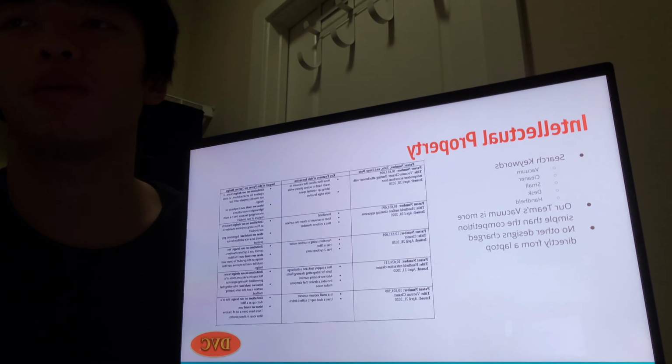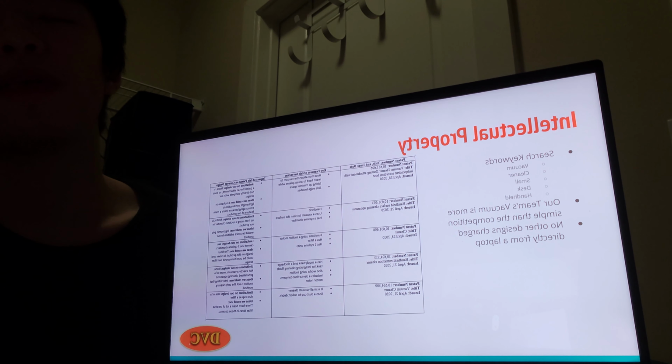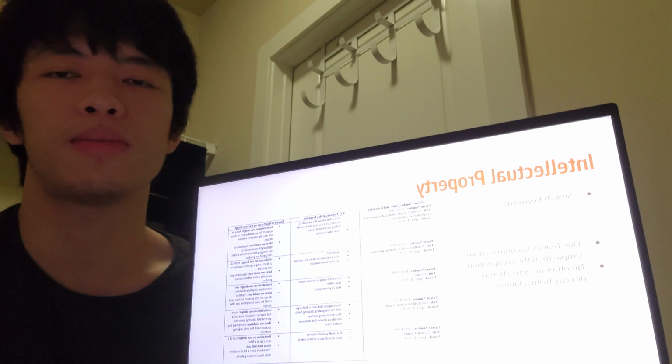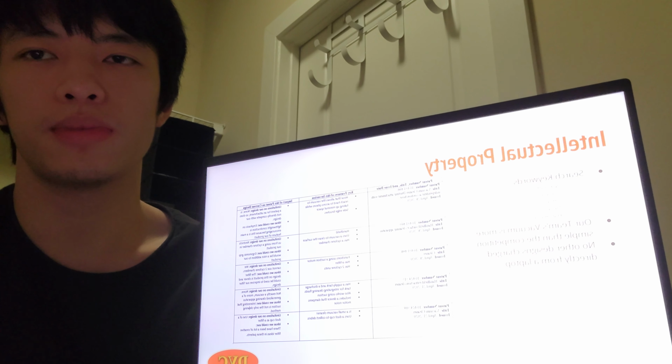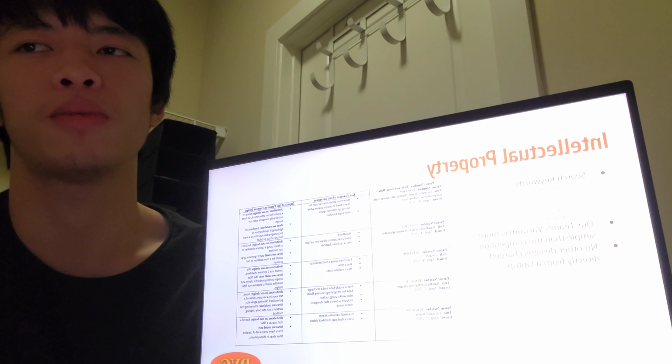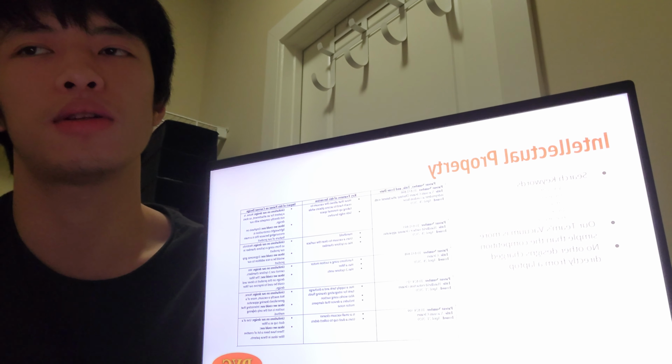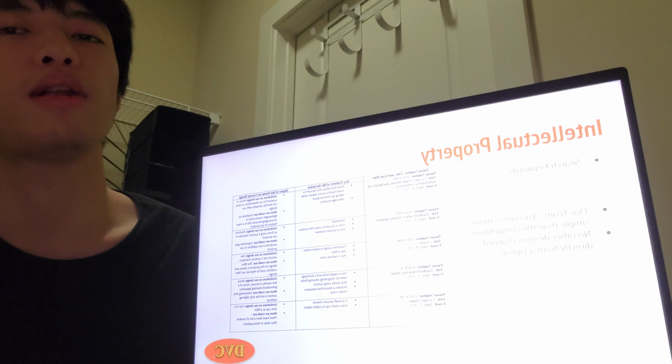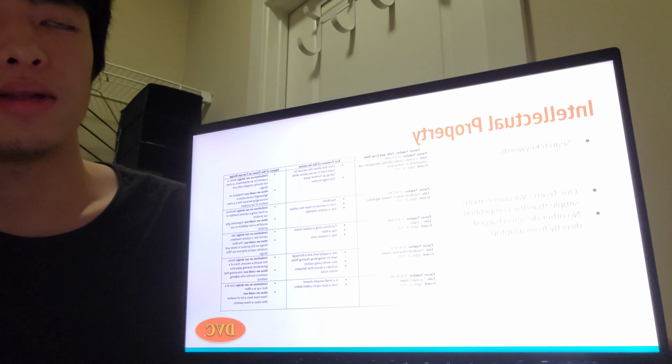So next is our intellectual property. Actually, our vacuum design is much simpler than other vacuums, so there is no other design charged directly from the laptop.